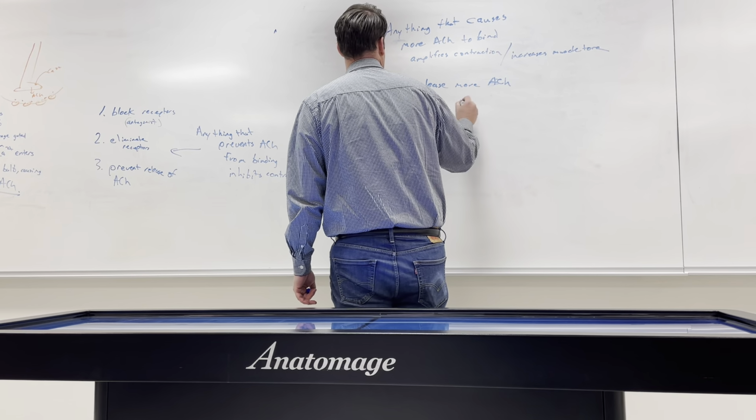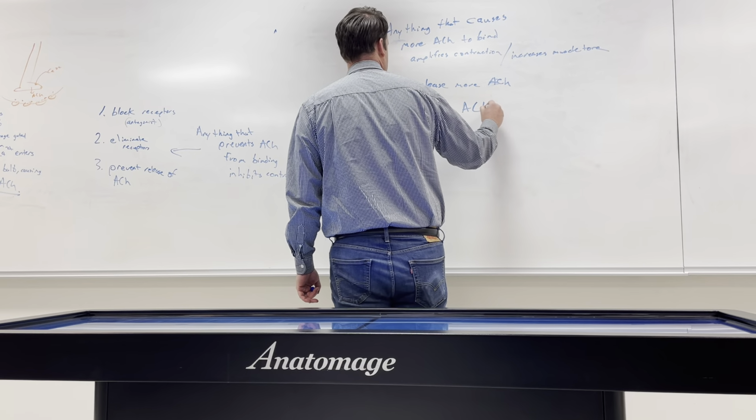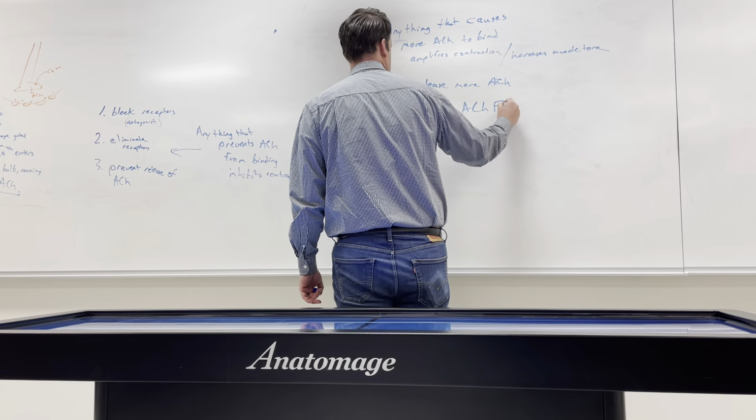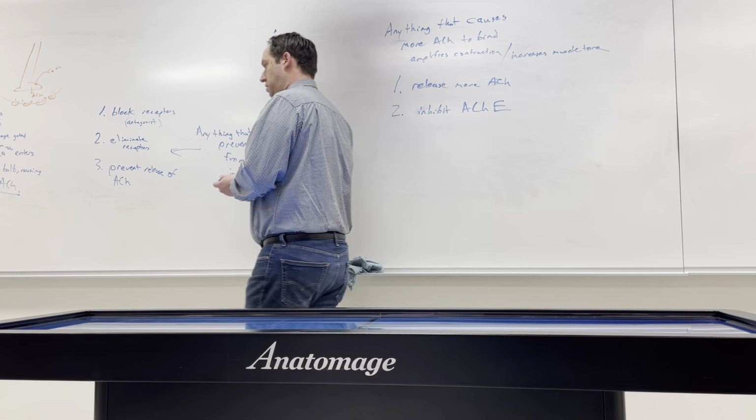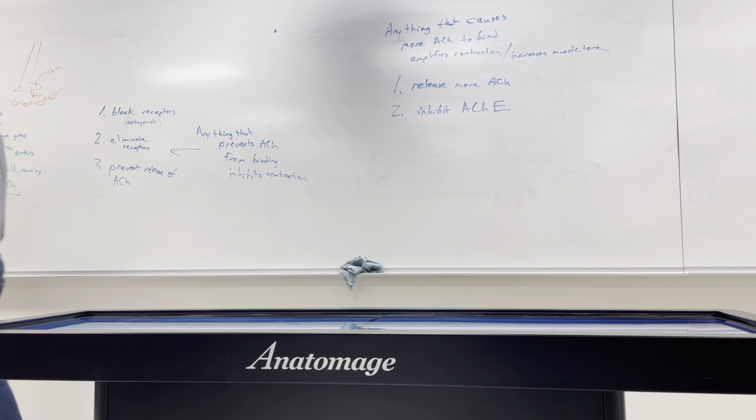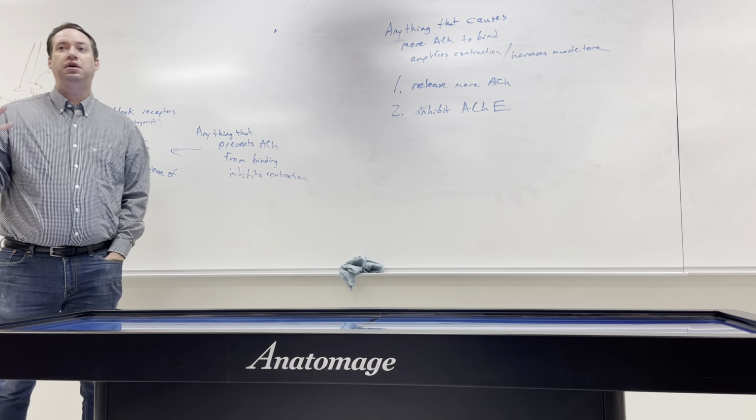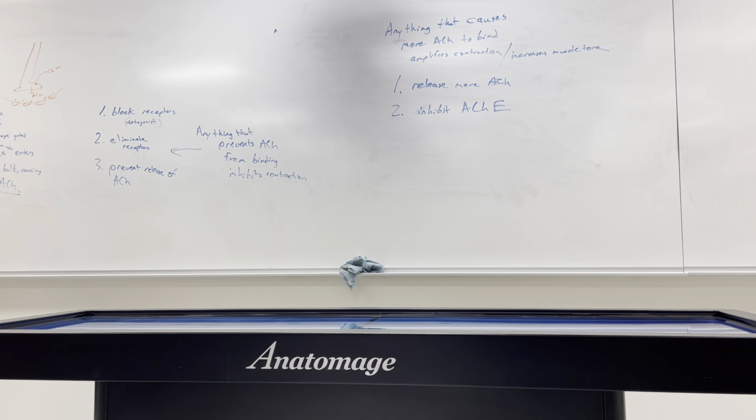The other thing, inhibit acetylcholinesterase. If we stop that enzyme from breaking down acetylcholine, there's more acetylcholine out there. So you either have something that causes more acetylcholine to be released, or you have something that stops acetylcholinesterase, and either way, the result is going to be increased muscle tone, muscle contraction.